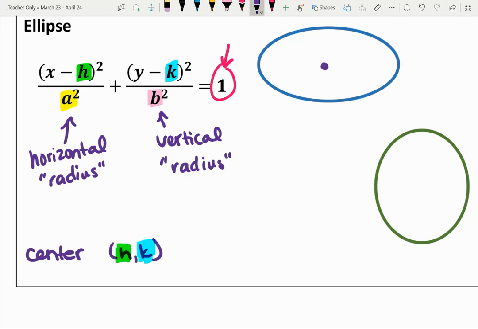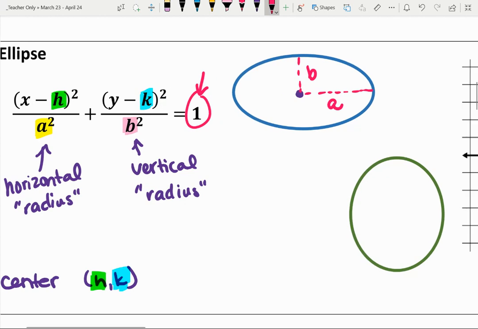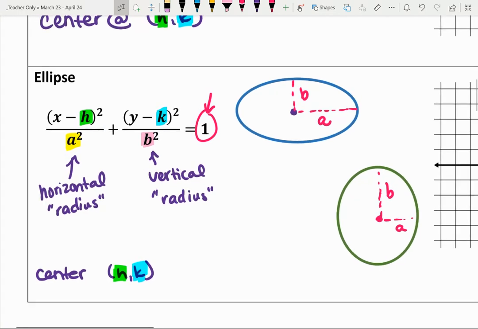So if we think about it as our center value, H and K, we can have a horizontal distance to the edge that would be a length of A, and a vertical distance that is a length of B. And it doesn't matter whether the ellipse is short and wide or tall and skinny, A and B are always going to tell us the vertical and horizontal distance from the center.